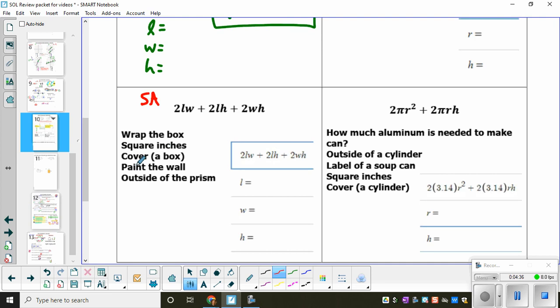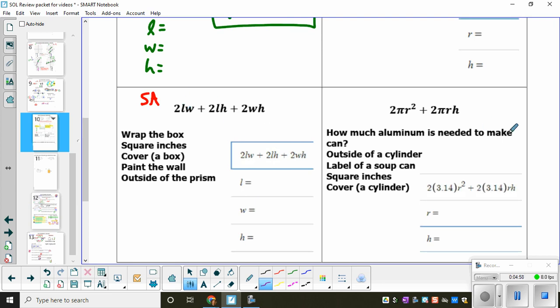If somebody's talking about painting a wall and you're painting 4 walls in a room, that's a surface area question. And then anything that it talks about being on the outside of the prism, that would again be surface area. Now, when you're putting it into Desmos, you can just tell Desmos this formula and then just come through and tell Desmos what length, width, and height are, and it'll calculate the surface area for you.